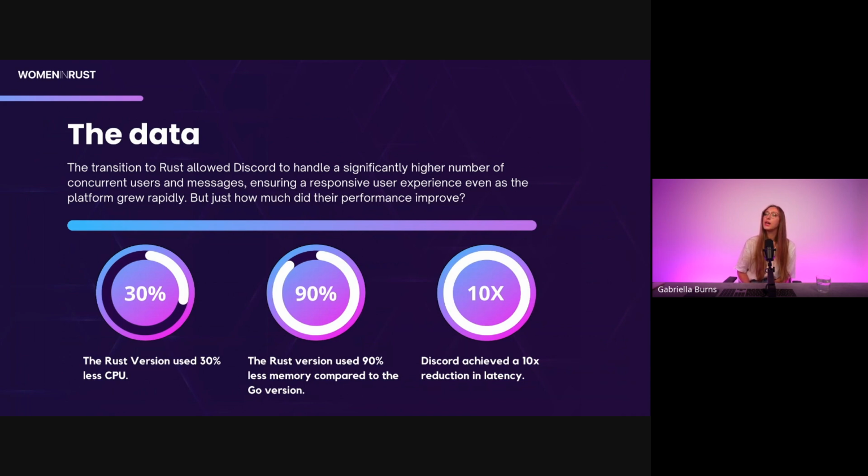So how much did the performance improve? Their Rust version used 30% less CPU, 90% less memory, and they achieved a 10 times reduction in latency. It's important to note here that their Go version was highly tuned, and this was their newer Rust version, so I'm sure they iterated on it from there, but those numbers are staggering. And I think it's a really good example of why companies are making the decision to switch from languages like Go into Rust.